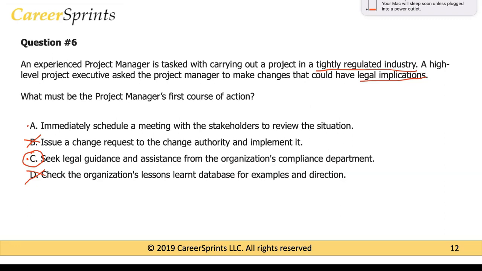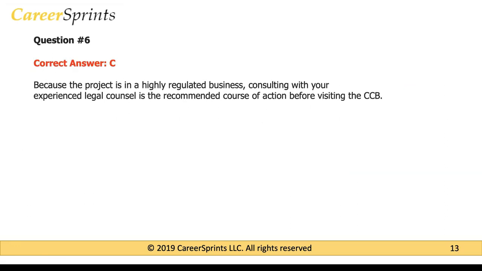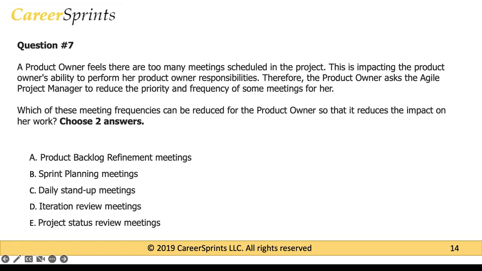The idea is to understand that because you're in a tightly regulated industry, you should get legal guidance because the change could have legal implications. So C would be the more appropriate answer here. So you can see here, the correct answer is given as C, and you can go ahead and read the explanation on your own. So let's look at question number 7.